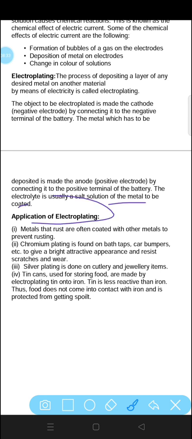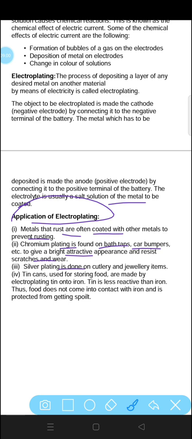Now, applications of electroplating. What are the different uses of electroplating? Metals that rust often are coated with other metals to prevent rusting. We can do it in the case of iron. Chromium plating is found on bath taps, car bumpers, etc. to give a bright, attractive appearance and resist scratches and wear.